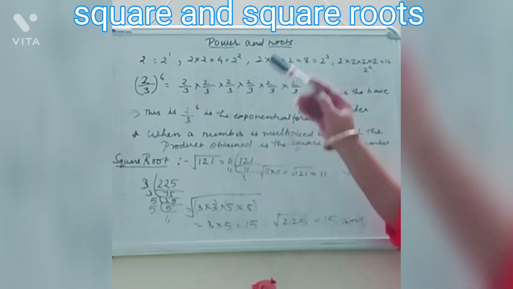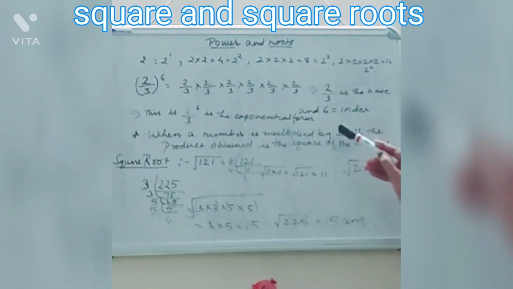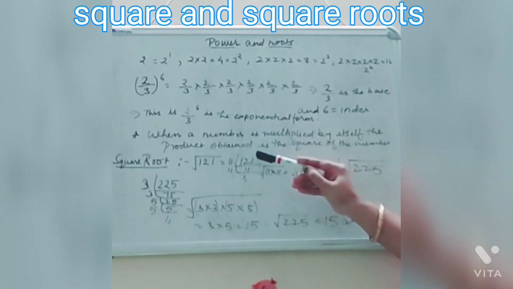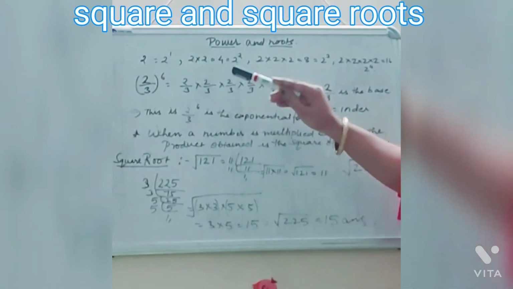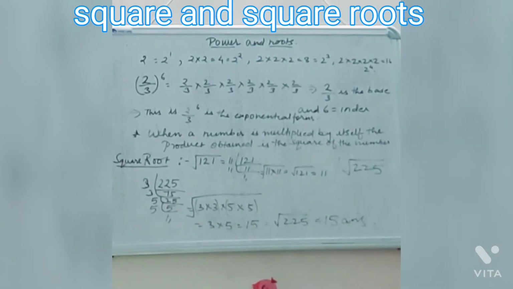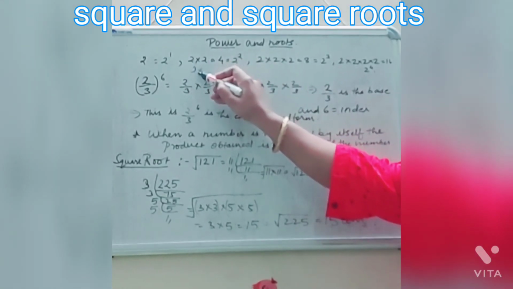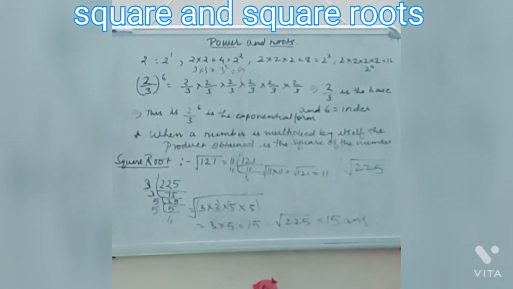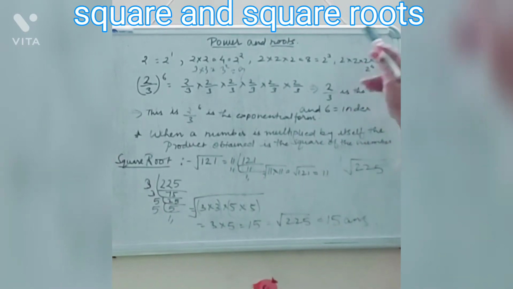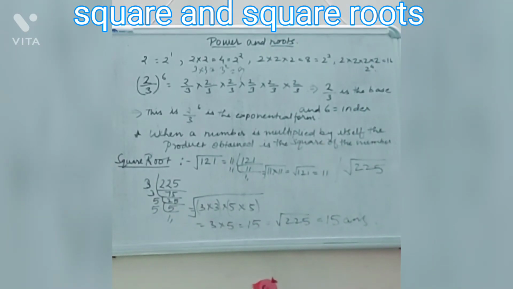When a number is multiplied by itself, the product obtained is the square of the number. So when we multiply a number with itself, like 3 into 3, it will be 3 squared, which is equal to 9. Now, if we multiply 2 three times, 2 into 2 into 2, we say 2 to the power of 3 or 2 cubed.